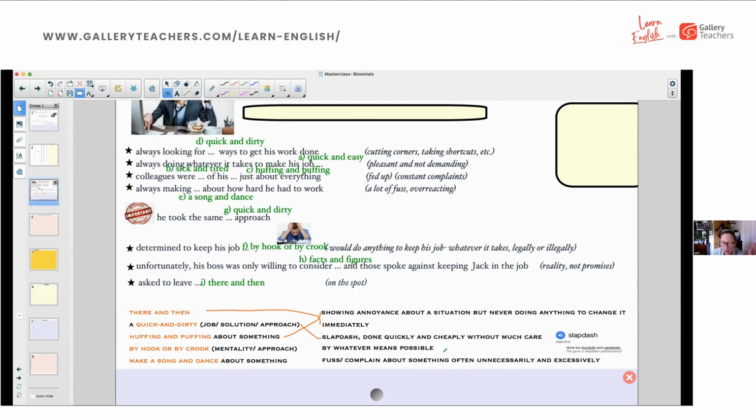Not careful. So if you are a teacher, for example, you get a piece of writing from your student and you can see that it was just done off the cuff, you know it's quick and dirty. You know that the student didn't apply themselves. And by whatever means, by hook or by crook. And the last one is when you make a lot of fuss about something, you complain, often excessively, right? So now we already have, how many of them? Five here, and a few more here.